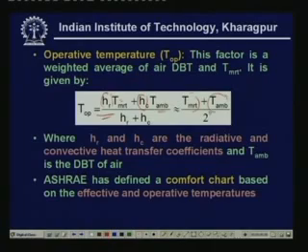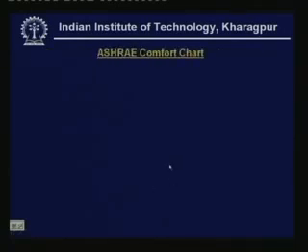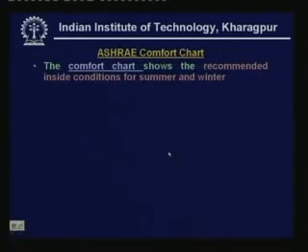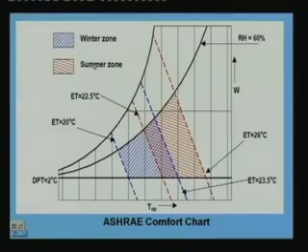ASHRAE has defined a comfort chart based on the effective and operative temperatures. Let us look at this ASHRAE comfort chart. The comfort chart shows the recommended inside conditions for summer and winter, because this is the ultimate objective of this lecture, to find the required inside conditions for summer and winter air conditioning systems. The comfort chart is based on statistical sampling of a large number of occupants with activity levels less than 1.2 met. This is valid for this kind of activities.